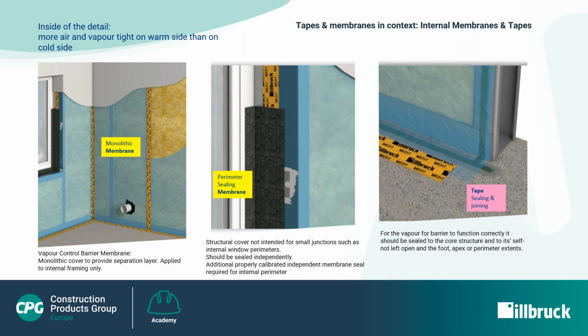An additional and properly calibrated independent membrane is applied to the internal window perimeter, which then laps onto the primary vapor barrier membrane, or vice versa. In respect of their vapor resistance, the two membranes act to form a vapor control layer, but are configured to provide appropriate vapor resistance applicable to their individual primary function and principal application.